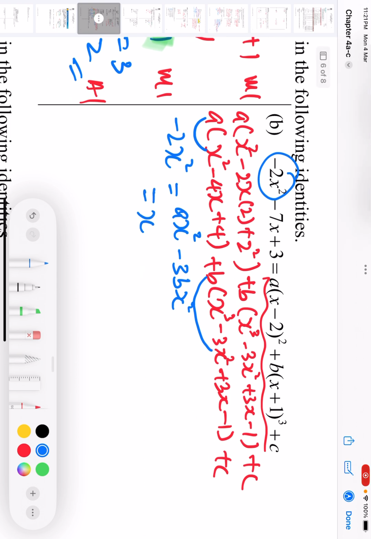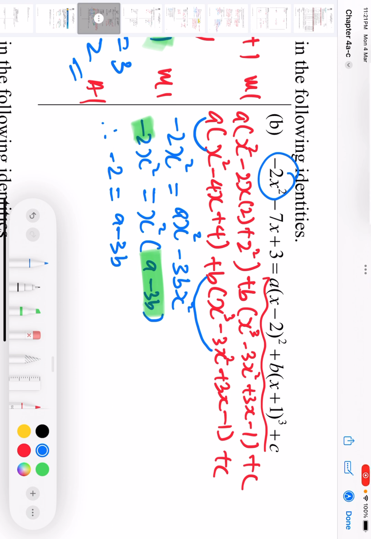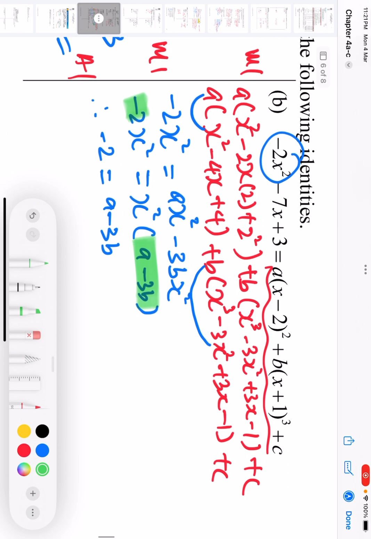So this I can factorize x squared out. I get a minus 3b, times x squared, is negative 2x squared. Can you see here that negative 2, therefore, negative 2 is equal to a minus 3b. I hope you can see that. Okay, let's change a different color.